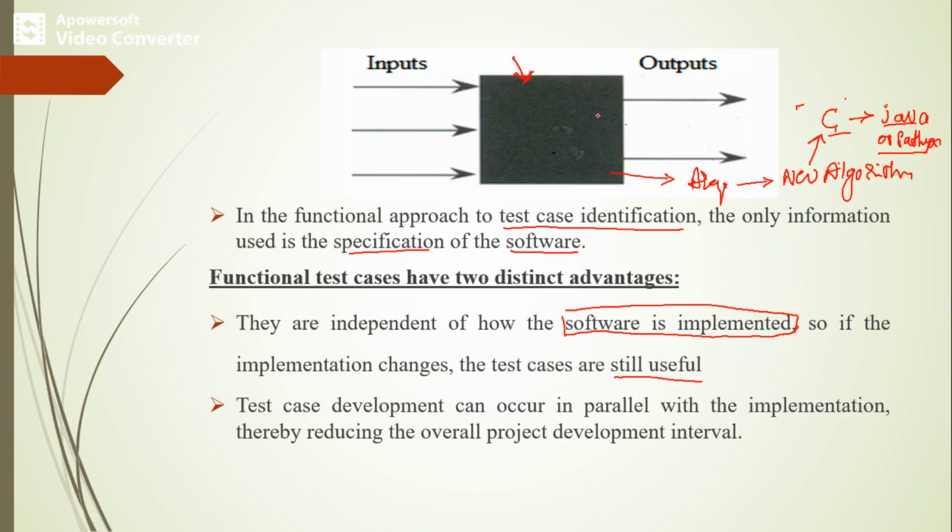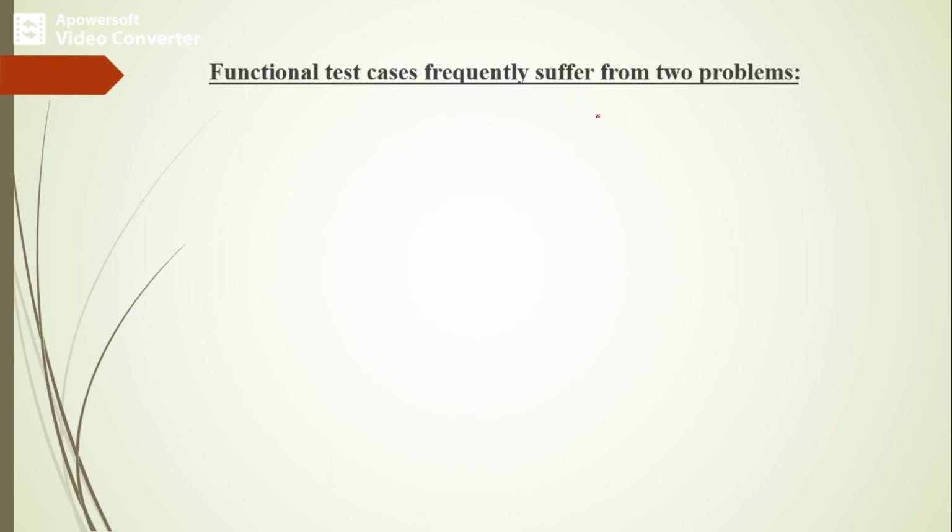Then one more point about the functional testing technique is that functional test cases frequently suffer from two problems. The first one is that significant redundancies may exist among the test cases. For example, we may get the same set of output results more than once. That is what we call redundancy of test cases, which may exist in this functional testing technique.